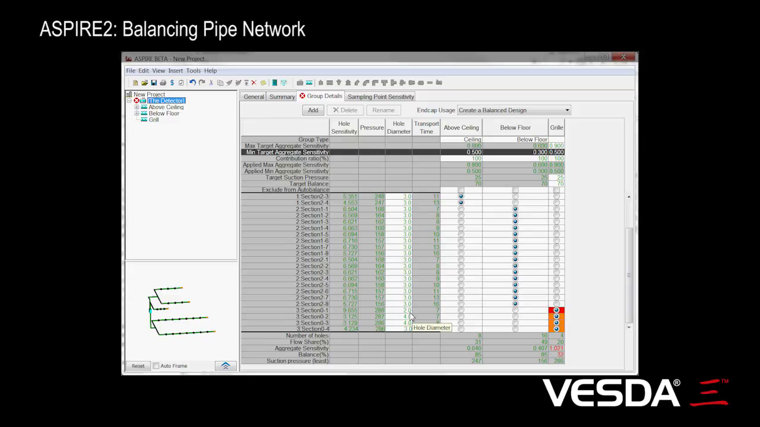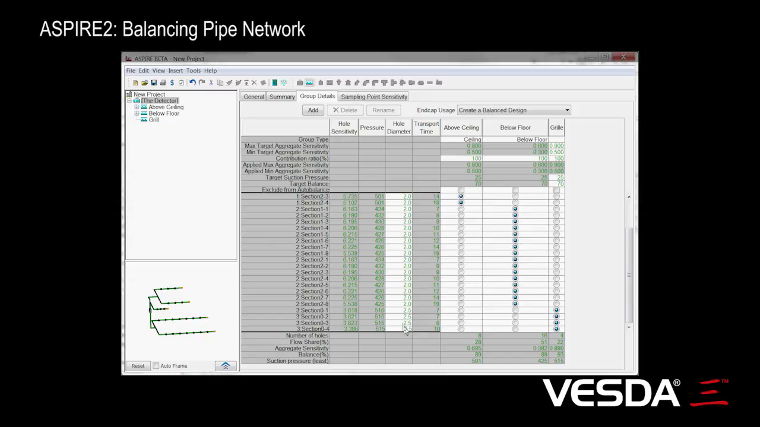We could try and fiddle with this ourselves, or we can use this tool up here, which is an auto balance tool, and that goes through and automatically tries to find a solution that will meet our balance criteria, while at the same time ensuring that the pressures through the holes and our transport time are adequate. So let's give that a try. And sure enough, we've come up with a solution here.